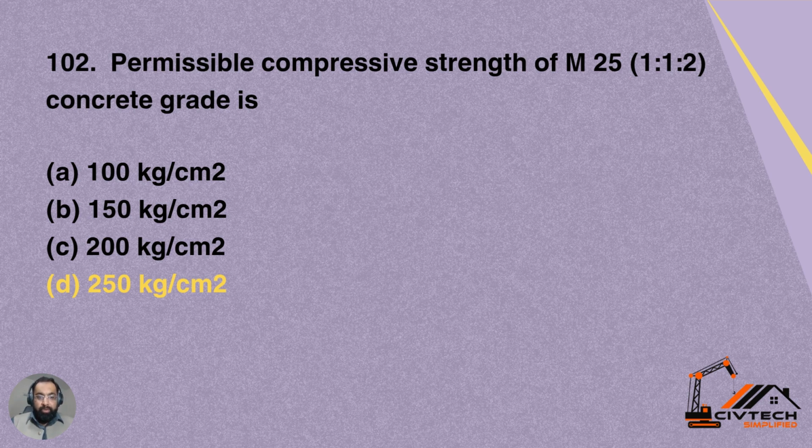So permissible compressive strength of M25 1:1:2 mixed concrete is 250 kilogram per centimeter square. Option D is correct for this question.